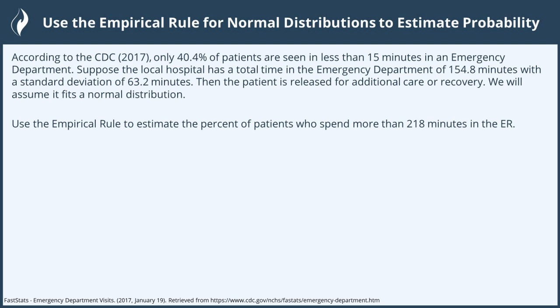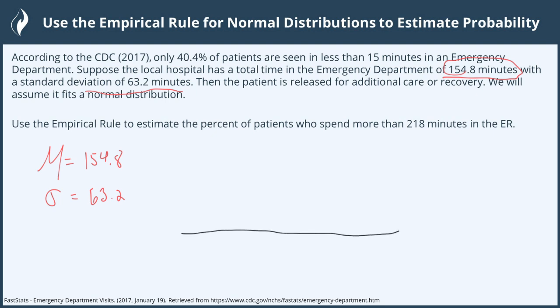First thing we want to note is that our mean is 154.8 minutes, so this is our mu. And our standard deviation is 63.2. Now we want to use the empirical rule to estimate a number. So let's start by drawing an estimate of the empirical rule.